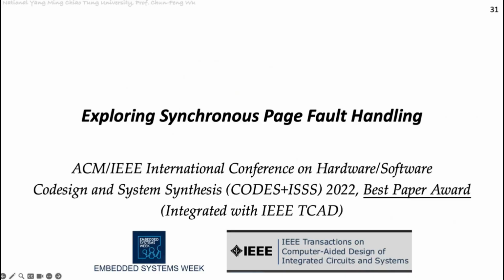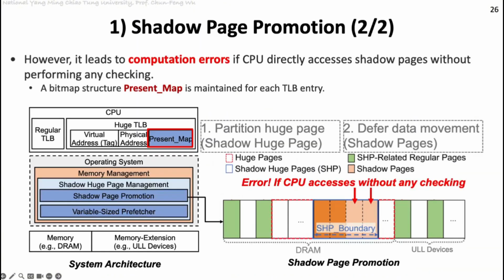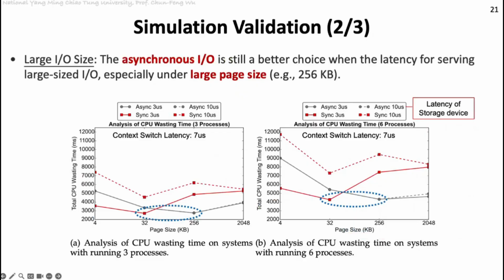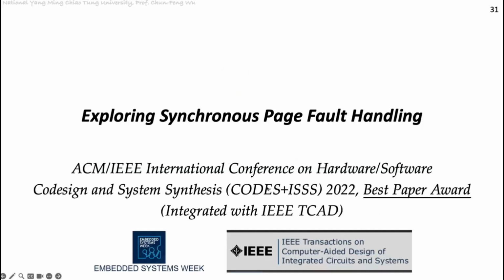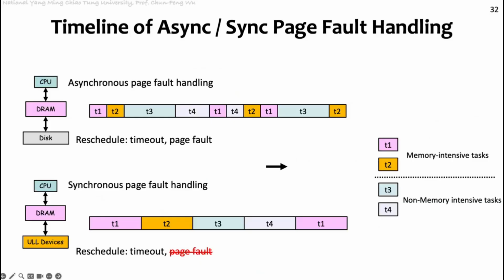Okay, so let's move on to the third work. In the third work, we dive into the synchronous I/O part, because we say, hey, actually, if you have a super fast storage device, and your I/O is 4 kilobyte to 32 kilobyte, and most of the systems now are using 4 kilobyte, it means synchronous I/O may some day become mainstream. So our next question is, what will happen if current systems use synchronous I/O? Okay, so the thing is about the scheduling.